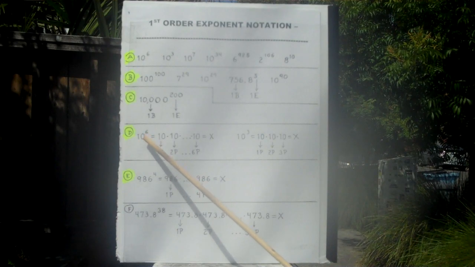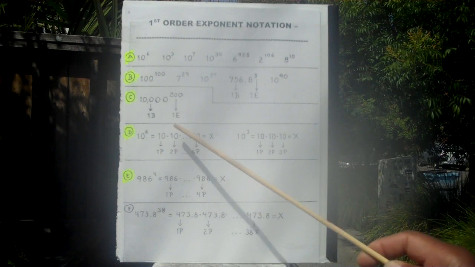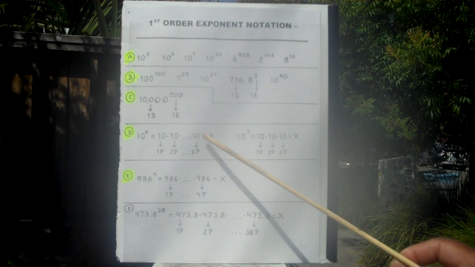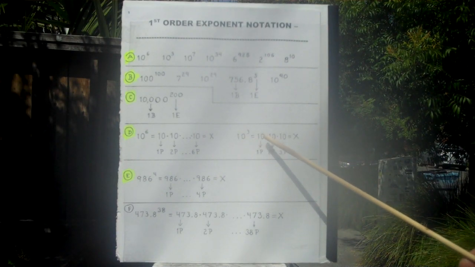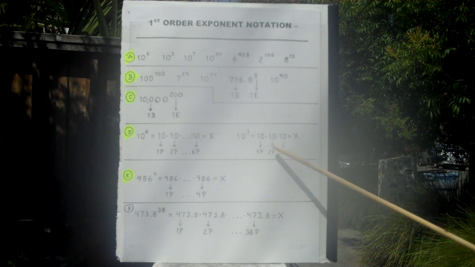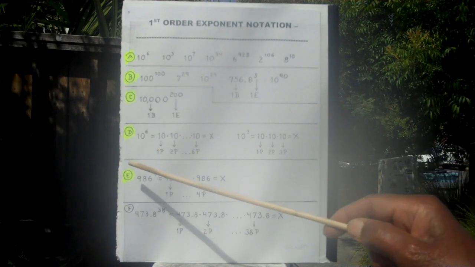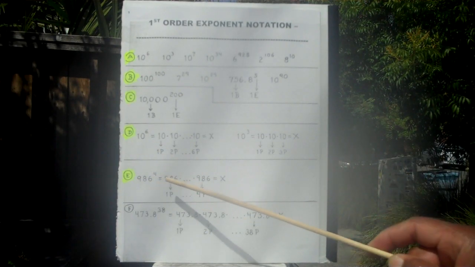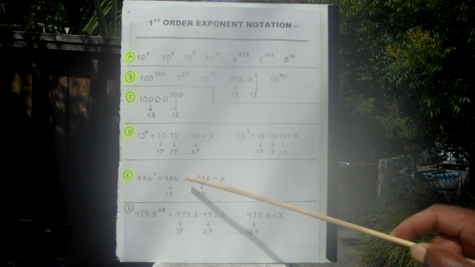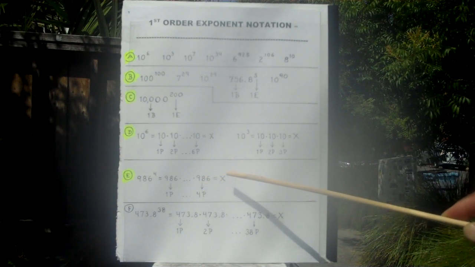We'll go to D. 10 to the 6th power equals 10 times 10, 10 first place times 10, second place, all the way up to 10 times 10 to the 6th place equals X. 10 to the 3rd power equals 10 times 10 times 10, or 10, which is the first place, 10 times 10, which is the second place, times 10, which is the third place, equals X. We'll go to E. 986 to the 4th power equals 986, this is the first place, times and so on all the way to times 986 to the 4th place equals x.